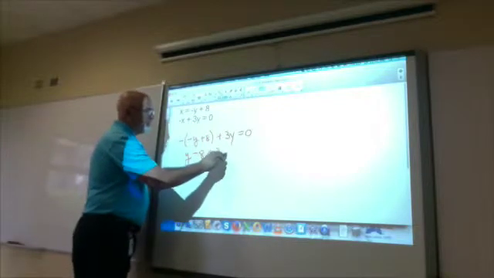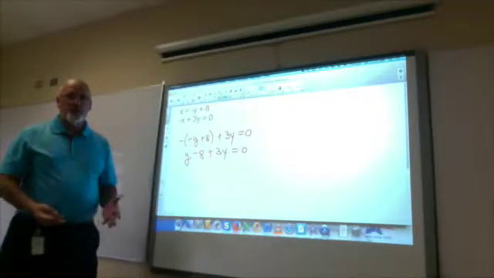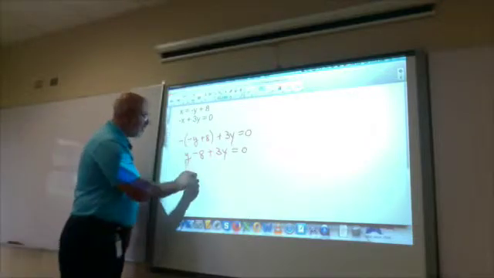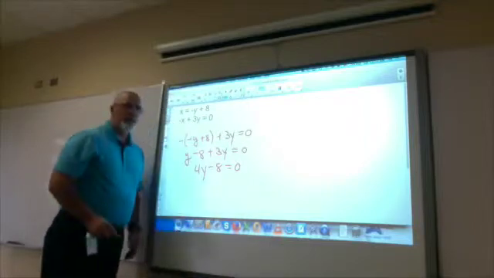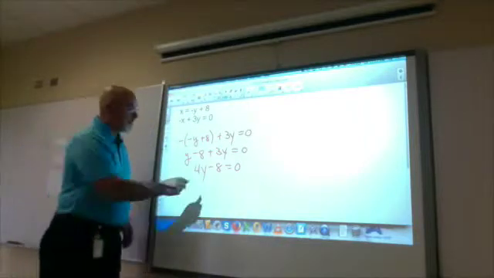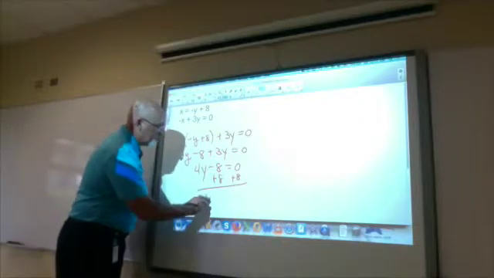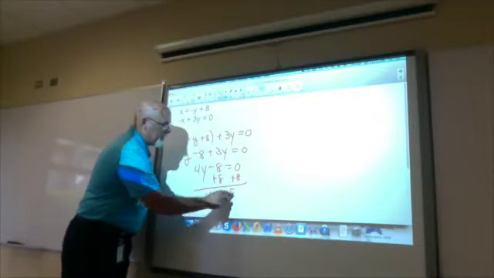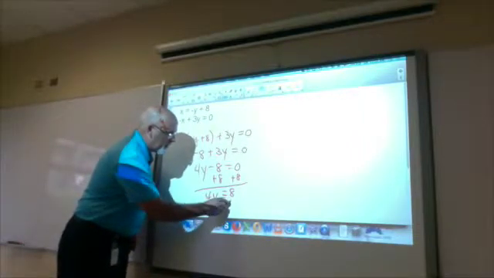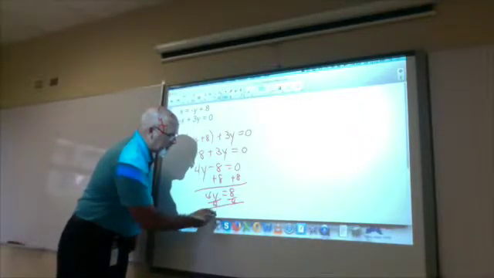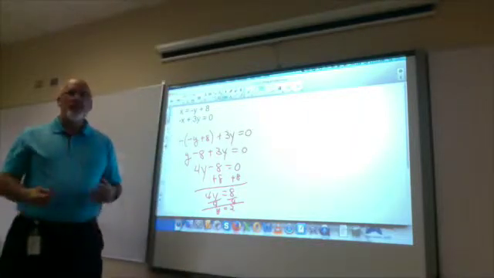Plus 3y equals 0. Then we combine our y's. y and 3y make 4y, minus 8 equals 0. So add 8 to both sides, and that gives us 4y equals 8. Now we're going to divide by 4, and that gives us y equals 2. Now we know what y is.